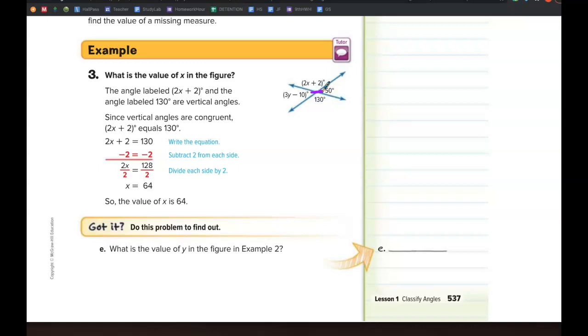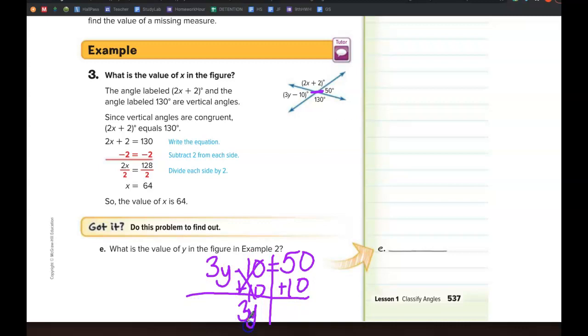Equal to each other. So then there I have 3y minus 10 equals what? 50. How would I solve? You would add. Good. I hope you're writing this down with me. So I would get 3y equals what? 60. And then I would divide by 3, and y does equal 20.